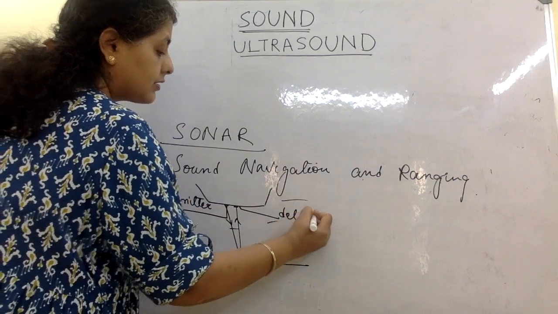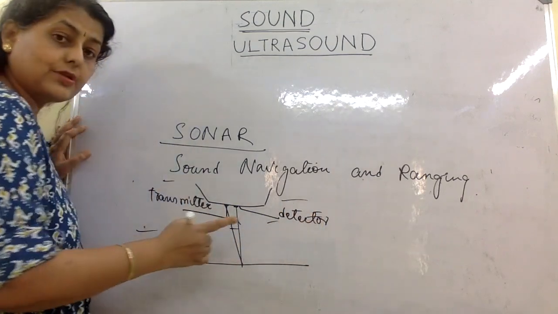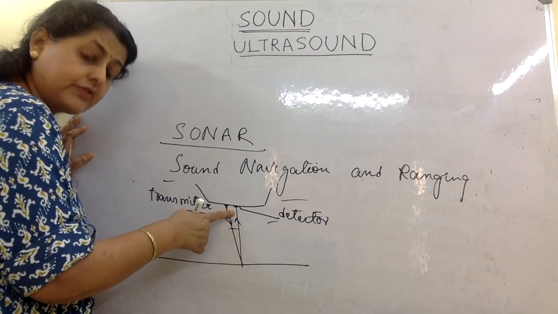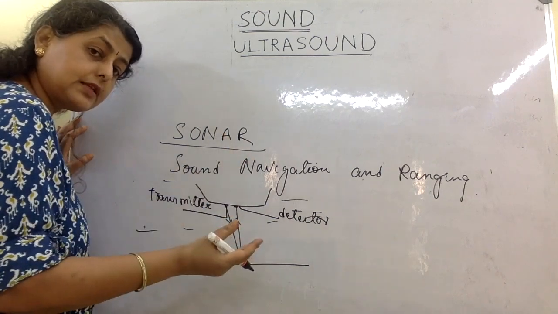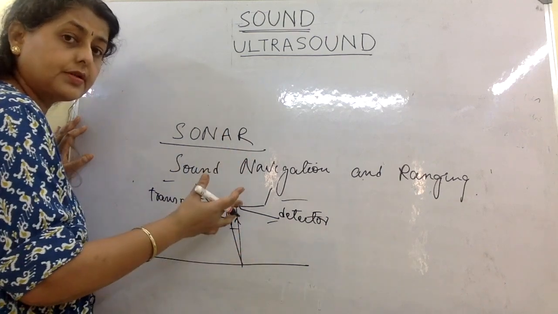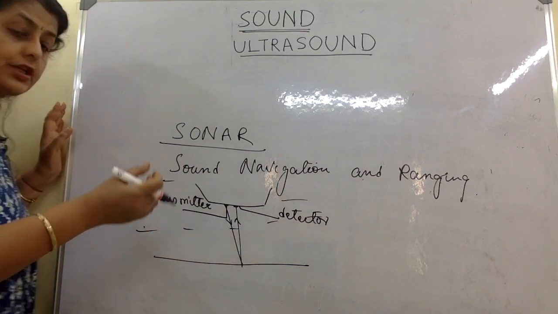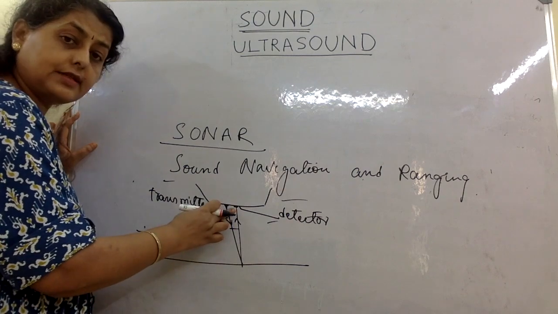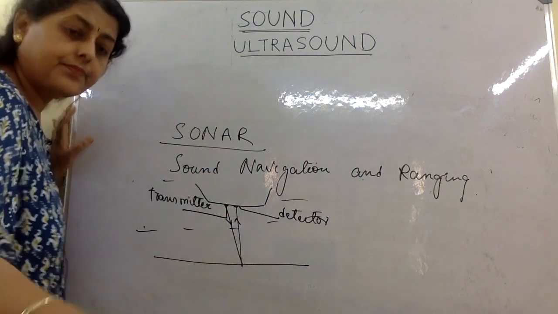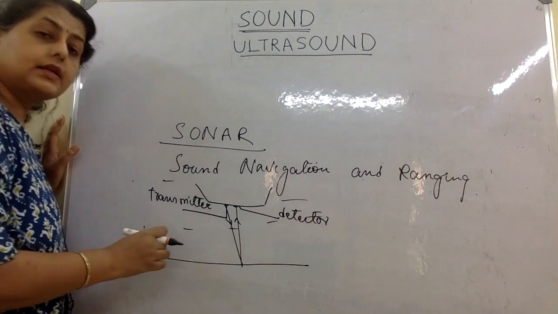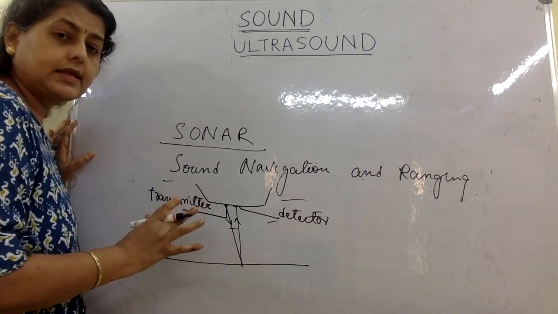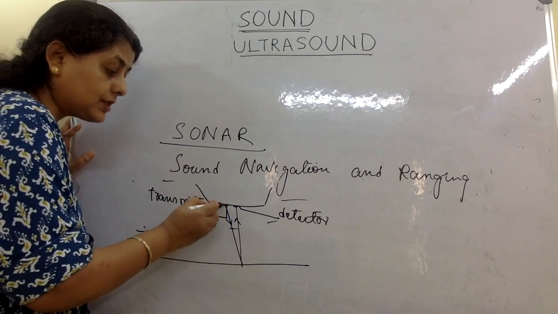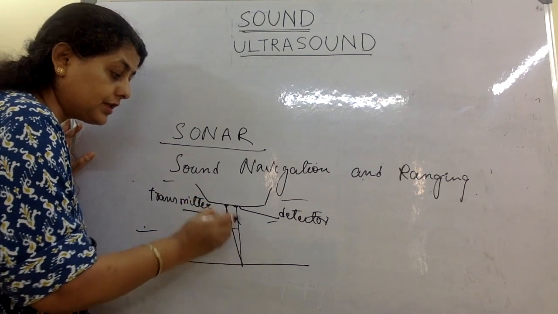Now what does the detector do? The detector is responsible for getting these waves back and converting them to electrical signals, which can be interpreted. Then we can understand how much time was taken for the wave to go down and then come back.